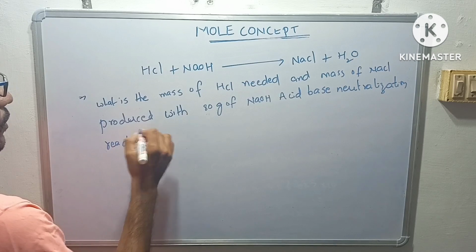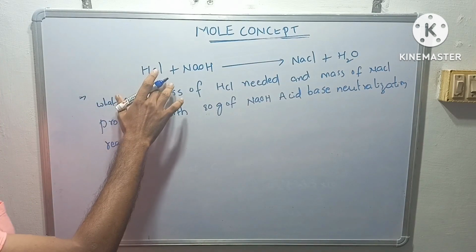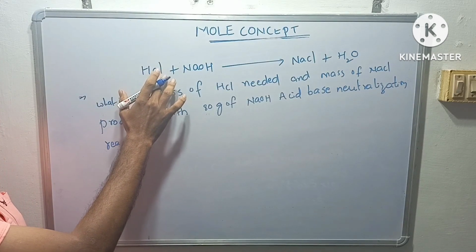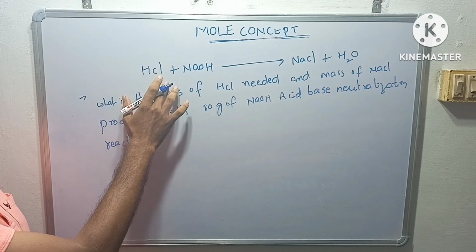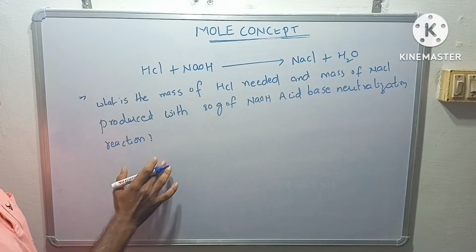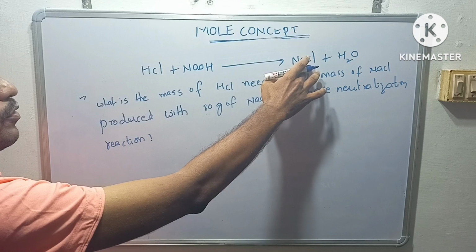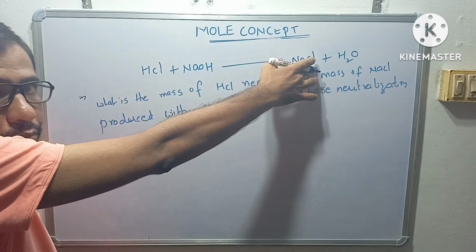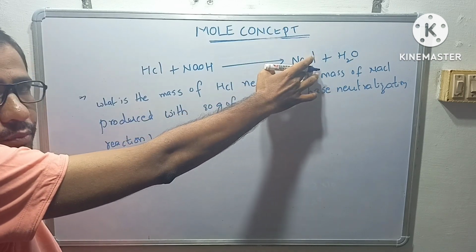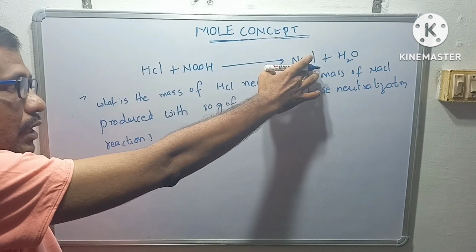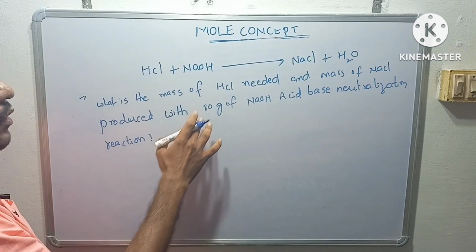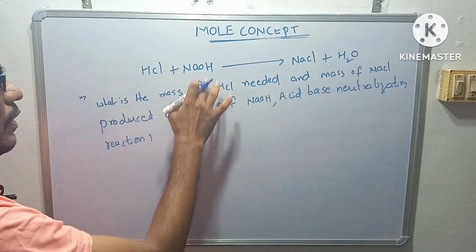The question is given like this. What is the mass of HCl needed? Why is he asking "needed" here? It is on the reactant side, right? What is the mass of HCl needed? And mass of NaCl produced. It is a product. That's why he is mentioning products. NaCl is the product. NaCl produced with 80 grams of NaOH.